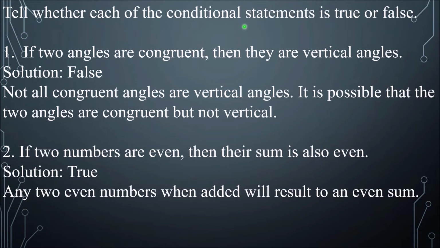Tell whether each of the conditional statements is true or false. Number 1. If two angles are congruent, then they are vertical angles. This is false because not all congruent angles are vertical angles. It is possible that the two angles are congruent but not vertical.